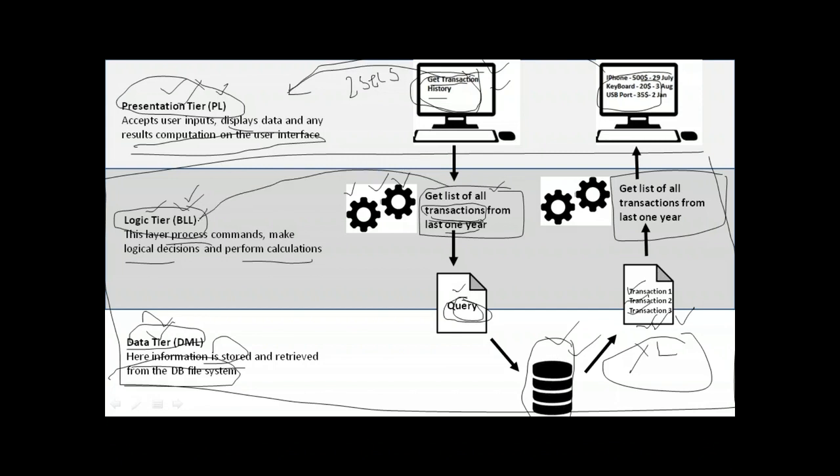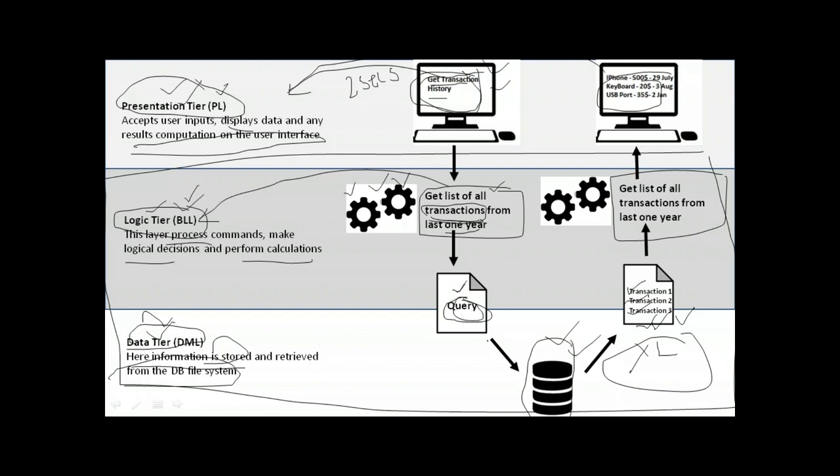Okay, that program is the business logic tier or the business logic layer. So it creates a query and it has queried the database. And you see, this is where you're storing the data. So you call this the DML or the data tier. You see, you can query that, or what is meant by query?